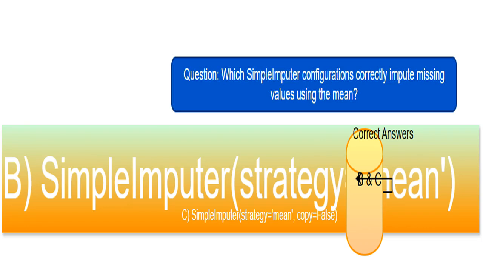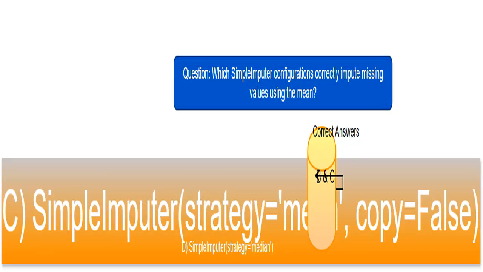This is correct. I selected the right strategy. Mean ensures that missing values are replaced by the average value for that column. It's straightforward and efficient. Another correct choice. I'm using the same mean strategy. But copy equals false tells the tool to modify the original data directly. This saves memory, but remember that it changes your original data.